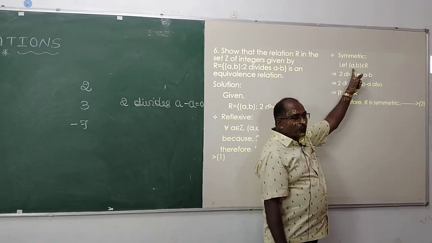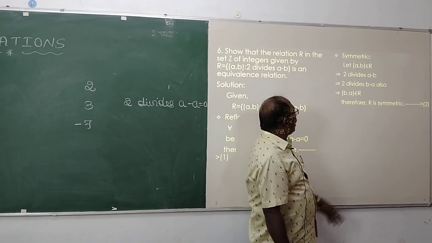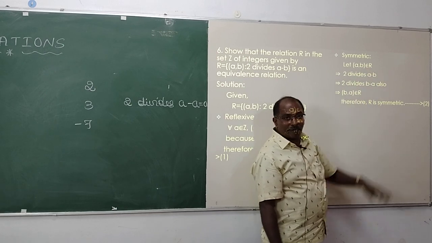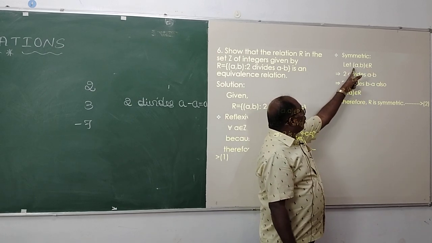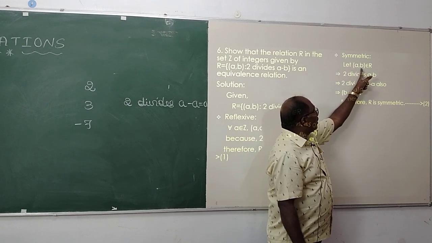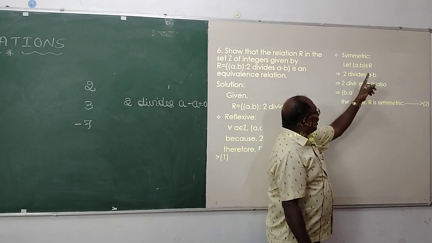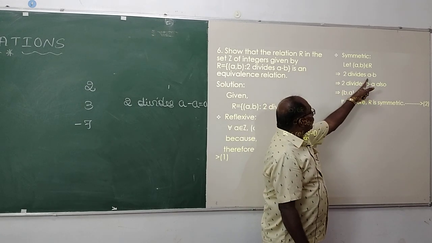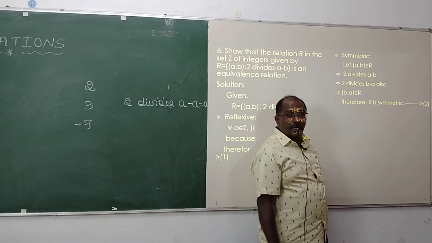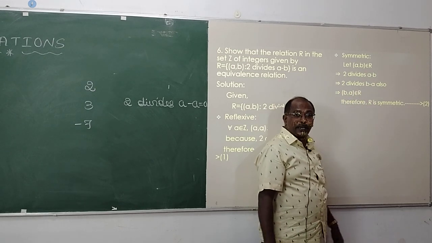Here, I assume an ordered pair (a, b) exists in the relation R. (a, b) belongs to R means the ordered pair satisfies the given relation. So, according to the given relation, this implies 2 divides the difference of these two, a minus b. Students, since 2 divides a minus b, it divides its negative also. The negative of a minus b is b minus a. Whenever 2 divides a minus b, it divides b minus a also.